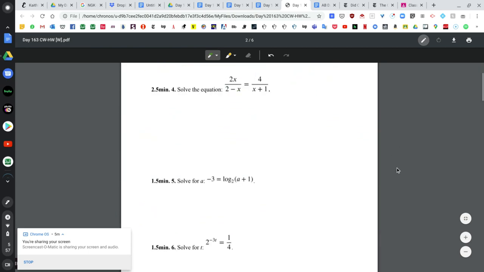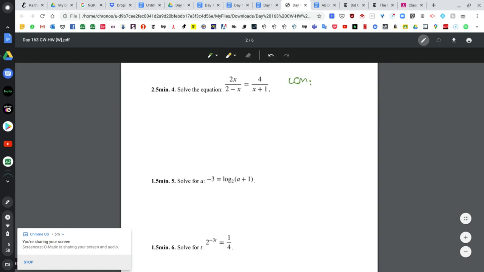Okay, let's go to number 4, please. So it's a rational equation. When you have a rational equation, you want to clear the denominator. Method 1 is you can just simply cross multiply if you want, but I don't like it. I like to take LCMs and clear the denominator.